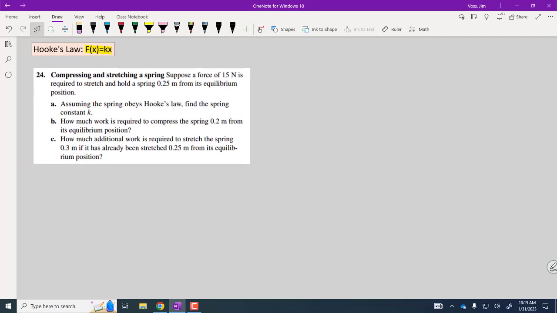So let's take a look at one. So here we have a spring. And they give us some information. They say that you need a force of 15 newtons to stretch it 0.25 meters. So that gives us a clue as to our spring constant. So we know that the force for a spring obeys Hooke's law, so we know that that's the force function. And they say, okay, well, if you apply a force of 15 newtons, you can either think of it as stretching it or compressing. It's not going to matter. If it goes in 0.25 or out 0.25, it takes 15 newtons.